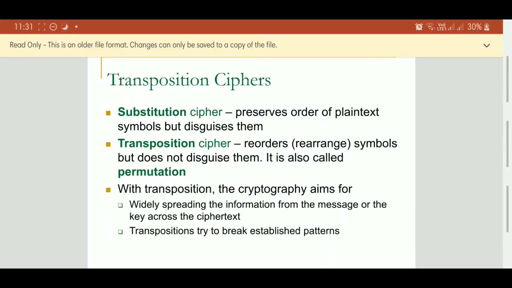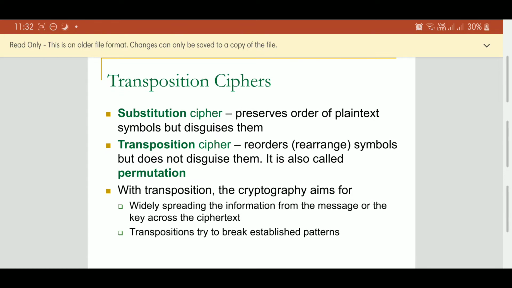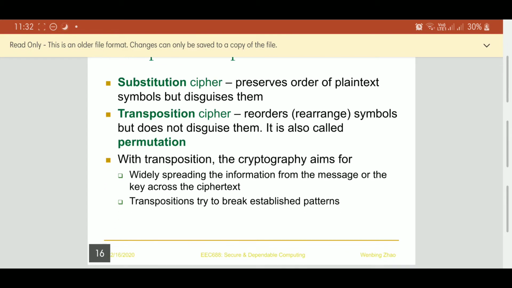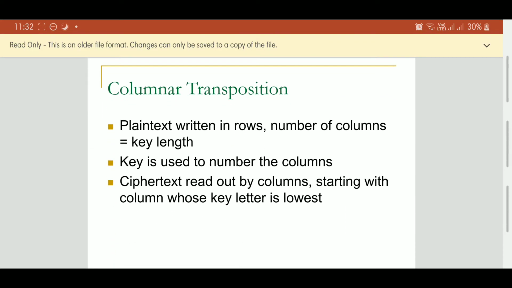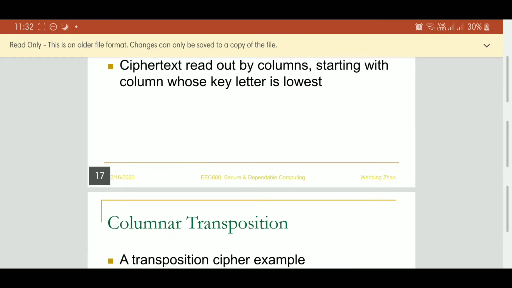Transposition cipher. A substitution cipher preserves the order of plain text symbols but disguises them. A transposition cipher rearranges symbols but does not disguise them. It is also called permutation. With transposition, the cryptography aims for widely spreading the information from the message or the key across the ciphertext. Transposition tries to break established patterns. Columnar transposition: plain text is written in rows, and the number of columns is equal to the key length. The key is used to number the columns. Ciphertext is read out of columns starting with the column whose key letter is lowest.